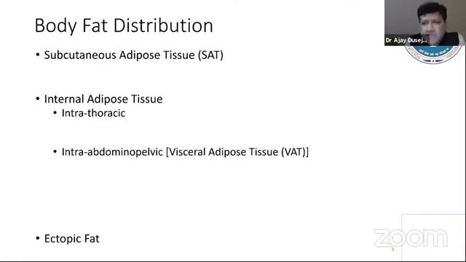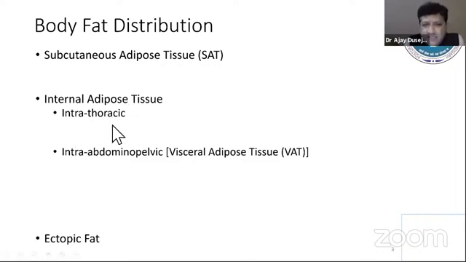So more scientifically, if we have to look at the classification of body fat distribution, which I have been asked to do, the literature says that you have subcutaneous adipose tissue, SAT in short, or you have internal adipose tissue. And then there are certain ectopic sites, which are not normal sites for fat deposition, but when there's an overflow of fat, the fat goes and gets deposited there. So these are the ectopic sites.